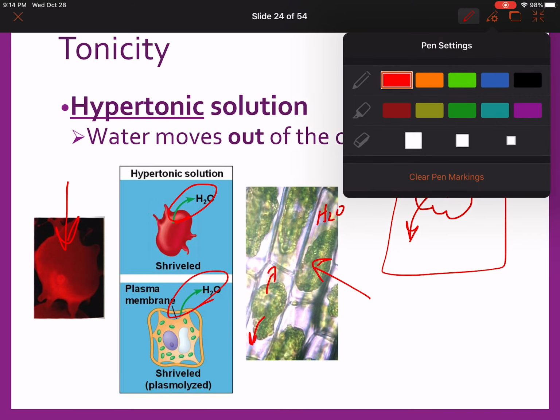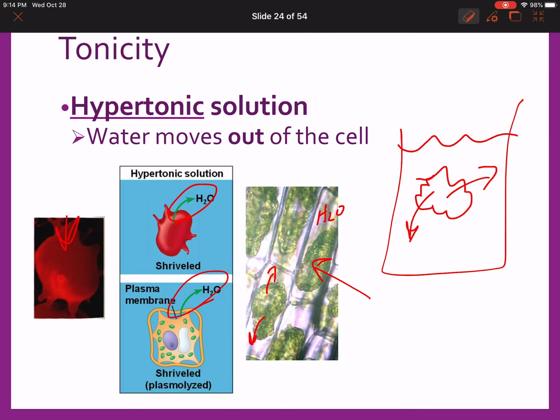Ooh, I should not draw that way. I meant to point and say, here's the red blood cell, but what I normally do is I draw and say the water has left the red blood cell. The water has left the plant cell. The blood cell is called shriveled. The plant cell is called plasmolyzed or shriveled.